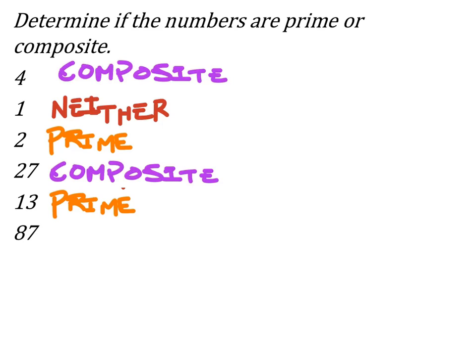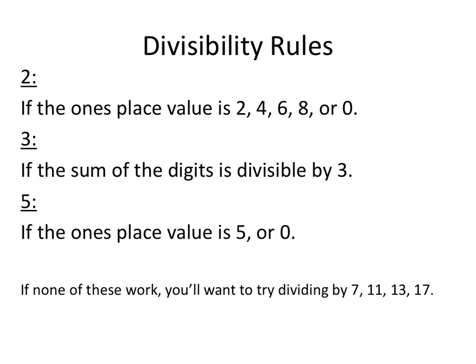Maybe it's divisible by 7, right? Well, no, it's not divisible by 7. As it turns out, 87 is divisible by 3. And the way that I know this, we'll actually find out in the next slide. Let me label it for composite. So, how do I know that 87 is divisible by 3?